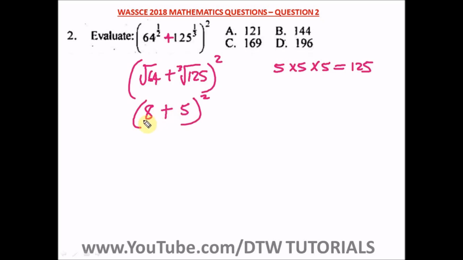Okay, and what is 8 plus 5? 8 plus 5 is what? 13. And what is the square of 13? The square of 13 is what? 169. And our answer is option C.